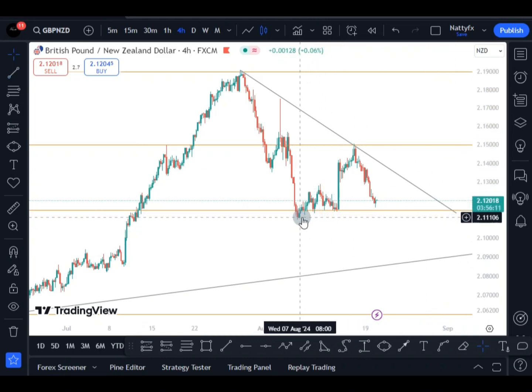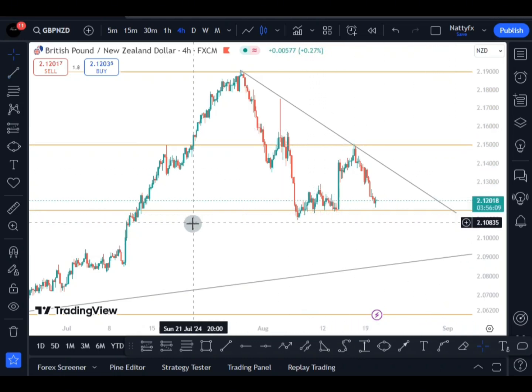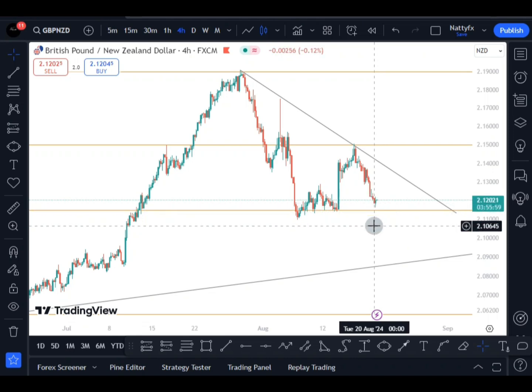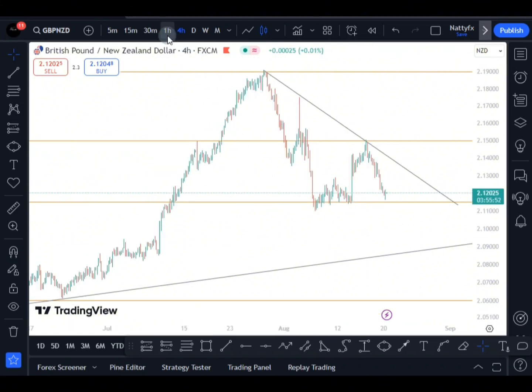Okay, so right now this is a psychological level. Price failed to break below, and price also failed to break above this particular point. Now we wait for price, we want to see what price will do around this area, if it's going to break below it to create a new lower low. Okay, so now we'll move to the 1 hour time frame.